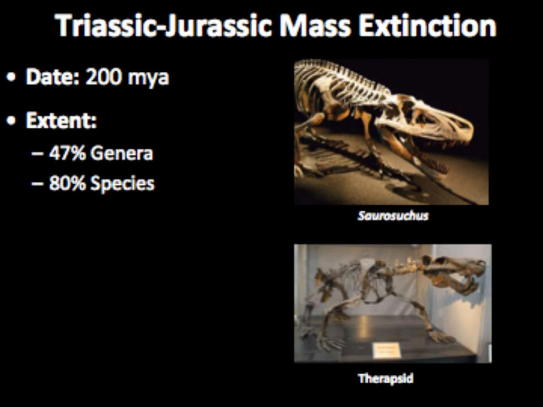We definitely have dinosaurs, and a lot of them went extinct at the end of the Triassic period. This was around 200 million years ago. 47% of the genera of life went extinct, 80% of the species around the globe went extinct.